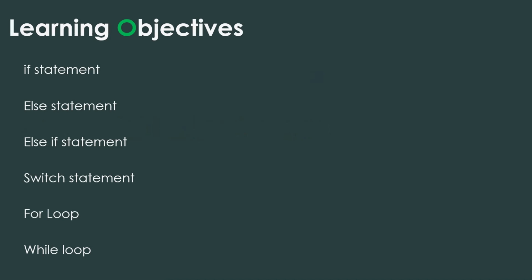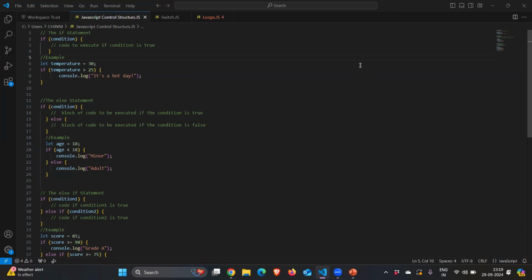Today, we are diving into some of the fundamental concepts of JavaScript: if statement, else statement, else if statement, switch statement, for loop, and while loop. These are essential for making decisions in your code and controlling the flow of execution. The conditional statements are used to perform different actions based on different conditions.